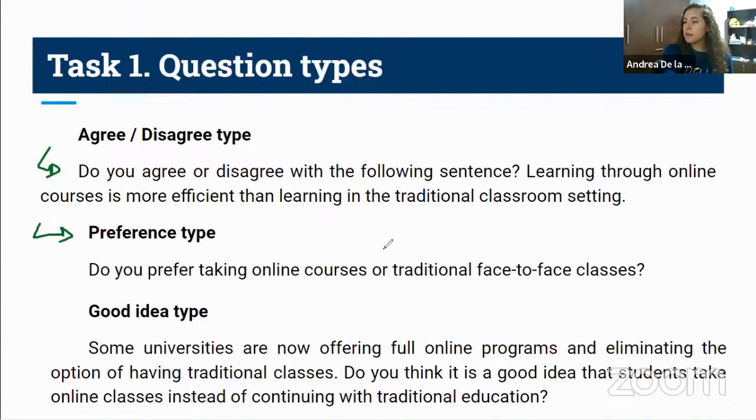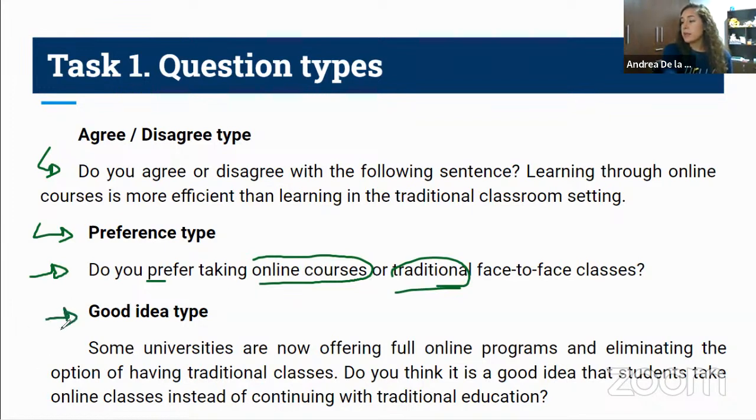So maybe, Christian, can you please read this question here? Yes. Do you prefer taking online courses or traditional face-to-face classes? Okay, good. So how many options do we have for the second type of question? The same two options, exactly. And the options are the same as well, right? We can either say that we prefer online courses or traditional courses. So even though it's phrased differently than the first, at the end of the day, it's exactly the same. You have two different choices. You can't say that you're okay with both, that it depends. You need to go for one of the options always.